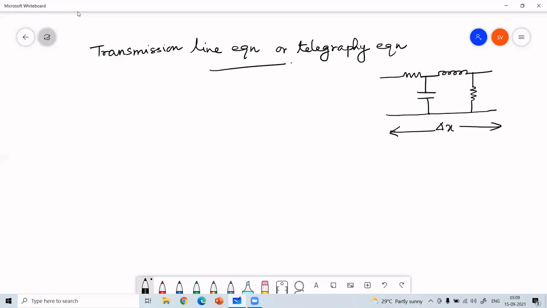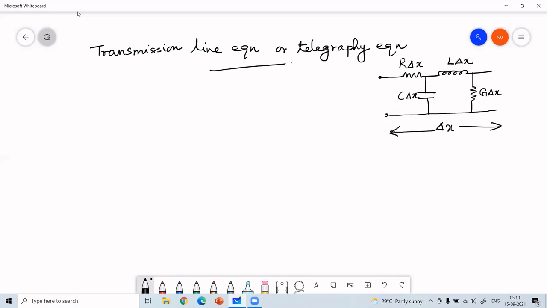So what will be the resistance here? I have drawn these 4 transmission line parameters here. What will be the resistance of this resistor? It is definitely R into delta x. Why do we multiply delta x there? Capital R is the resistance per unit length of the transmission line. So while considering the length delta x, the resistance will be R into delta x. Similarly, the inductance is L into delta x, the capacitance is C into delta x, and the conductance is G into delta x.